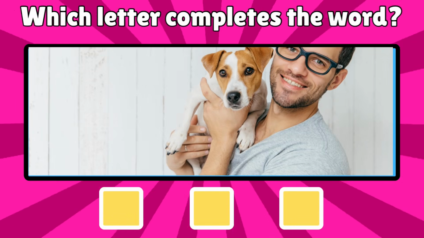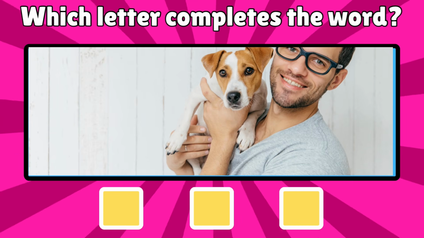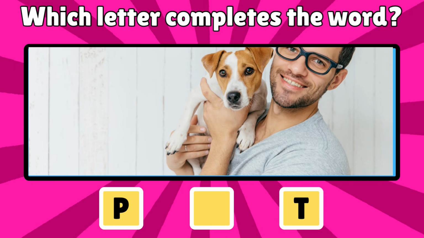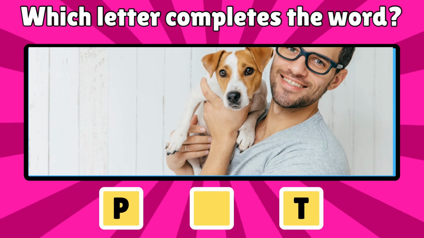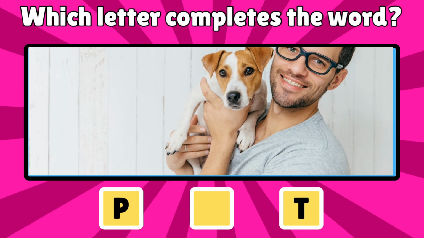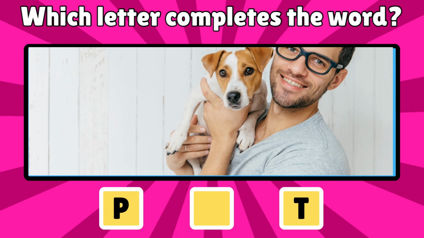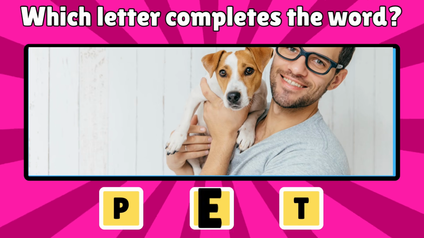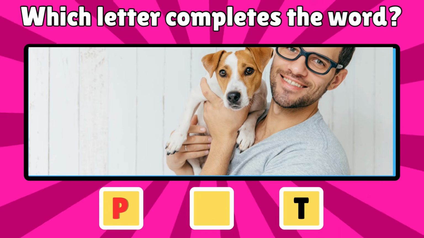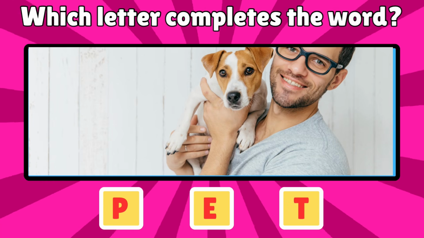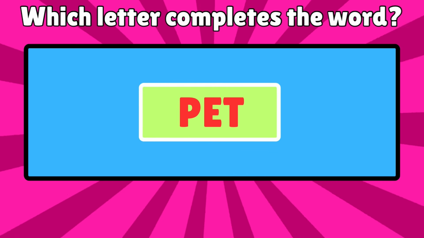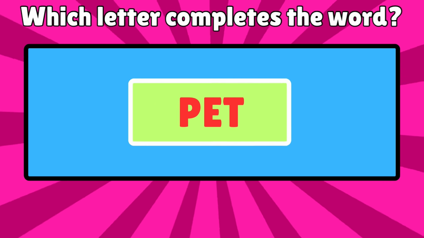Look at the picture. It is a pet. Here, vowel is missing. P, T, which letter completes the word? It is E, P, E, T. Pet, can you say it again? P is for pet. Pet.